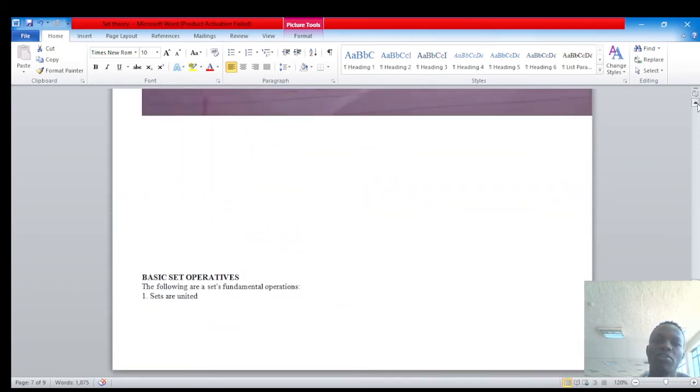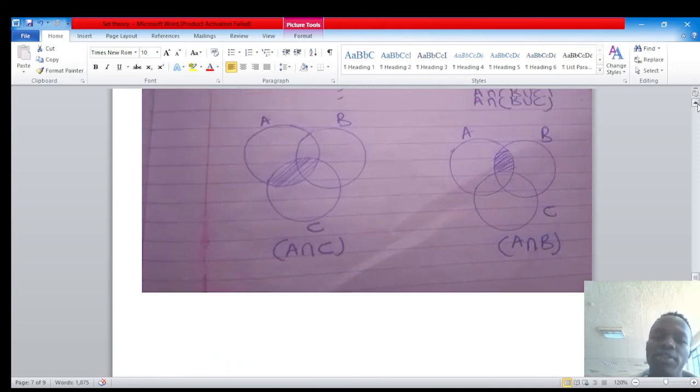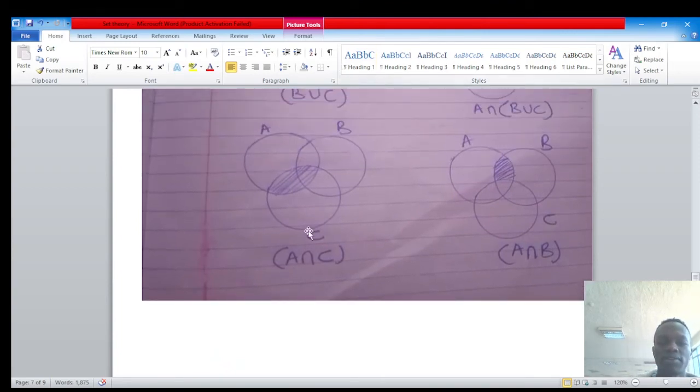Those are a few examples. Let's look at the final two examples. So this was A intersection C, A intersection C. You can see clearly this is our intersection, where it's a shaded area. And this one is A intersection B, A intersection B. This shaded area is where they intersect.